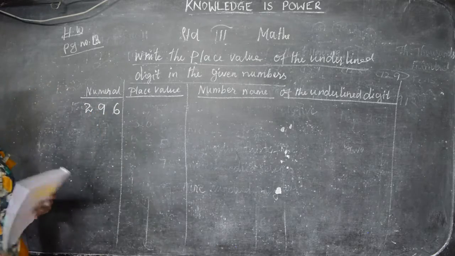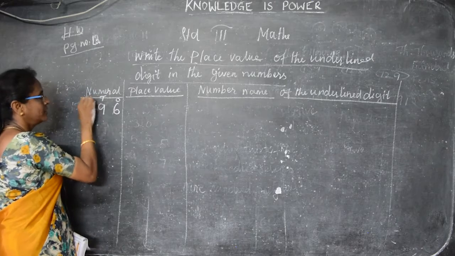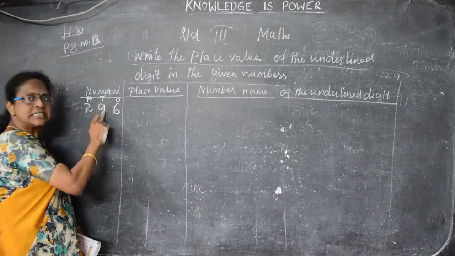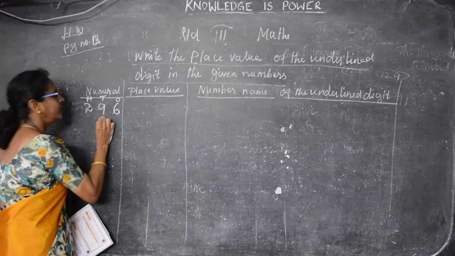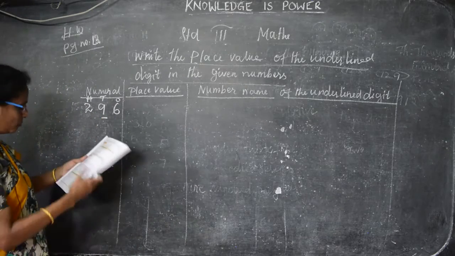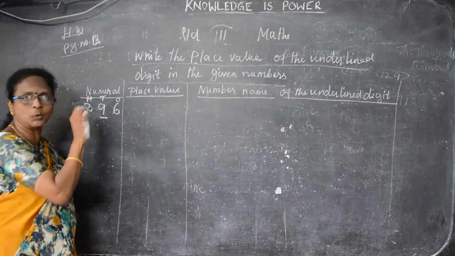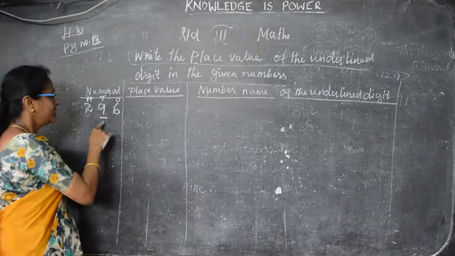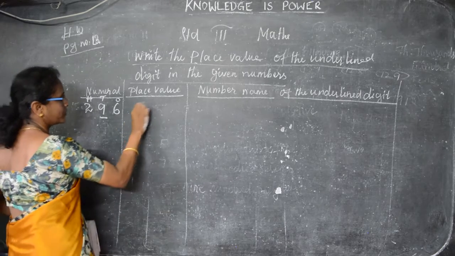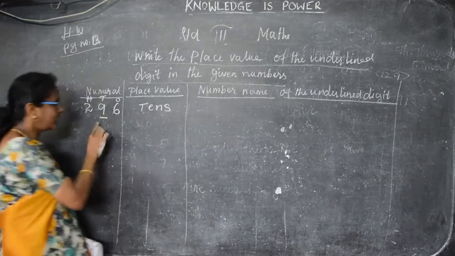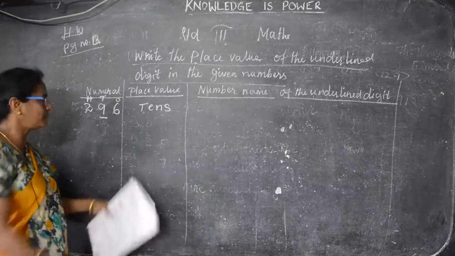296. I've already told you ones, tens, hundreds. So 2 hundreds, 9 tens, which is 90, and 6 ones. So 296. And they have underlined this number. So what is the place value of 9? They have underlined the number 9. So 9 is in which place? Tens. So you write tens. The underlined number is in the tens place. That is the place value.